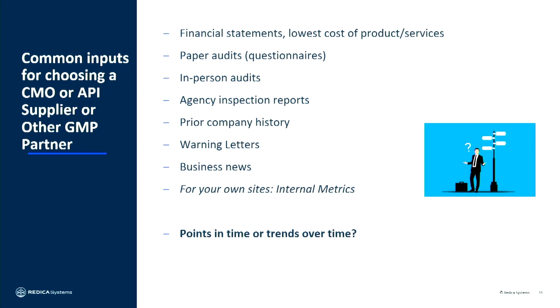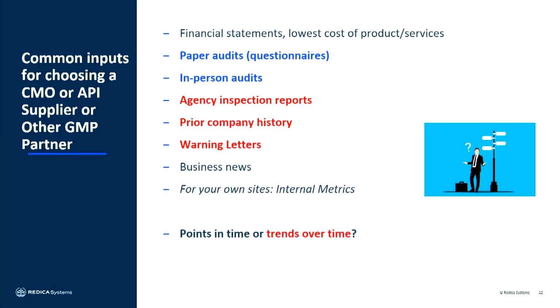Maybe you look at inspection reports, you pull some 483s or some warning letters, or you look at the business news. You kind of look at these things and try to get some sense of how you want to choose a particular partner. What level of risk are they going to give you, right?